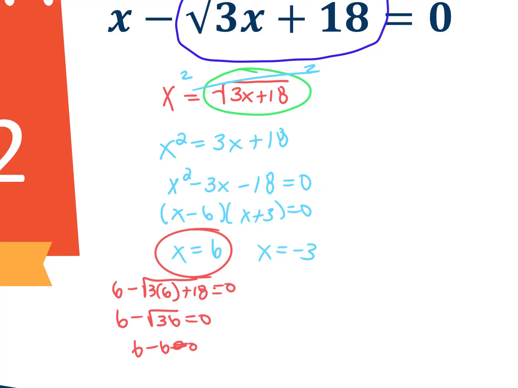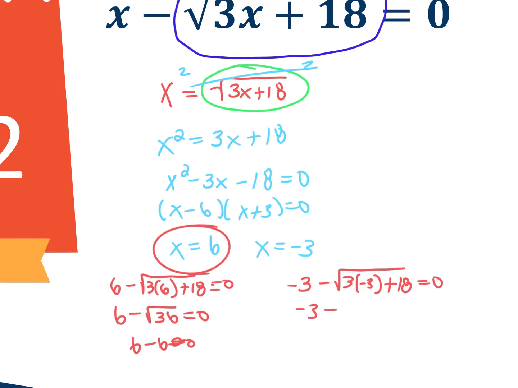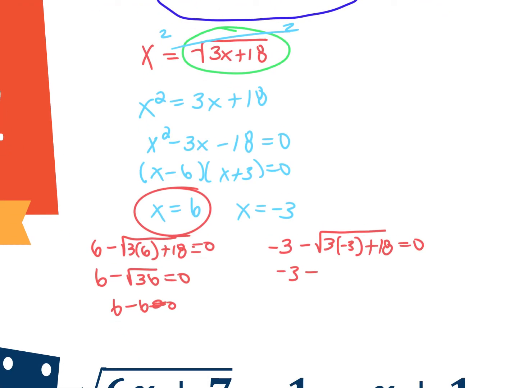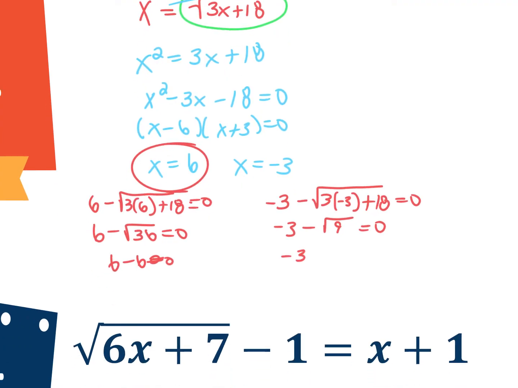Now let's throw in negative 3. So negative 3 minus the square root of 3 times negative 3 plus 18 equals 0. Negative 3 minus, what's 3 times negative 3? Negative 9 plus 18. Positive 9, right? So you have negative 3 minus 3 equals 0. Is that true? No. So this one doesn't work.